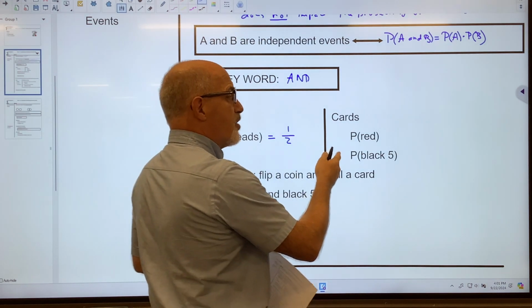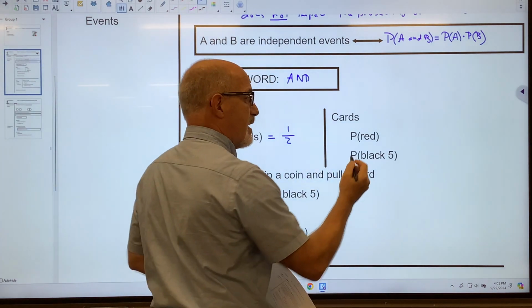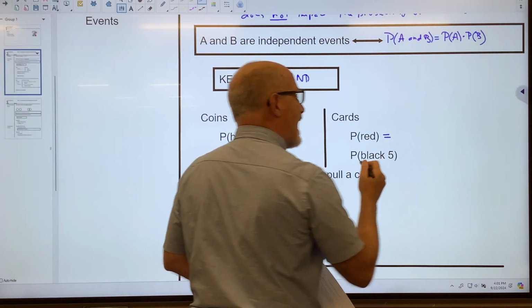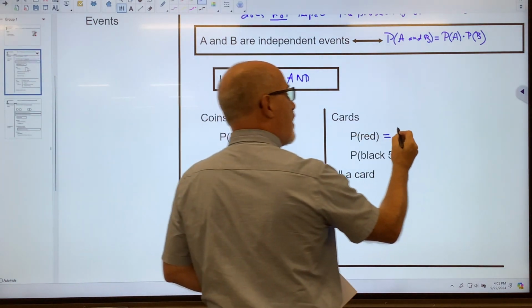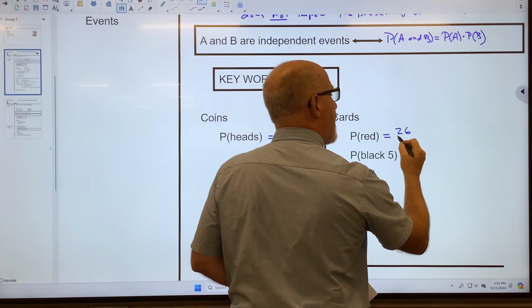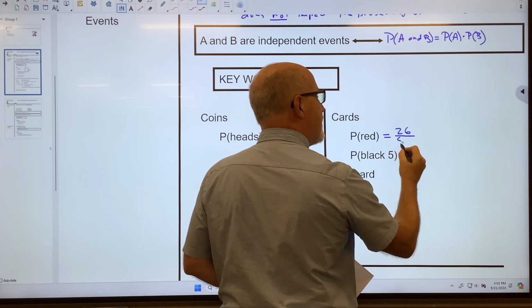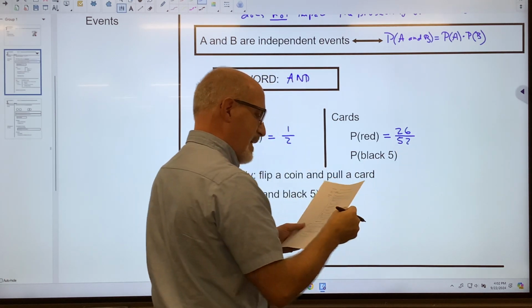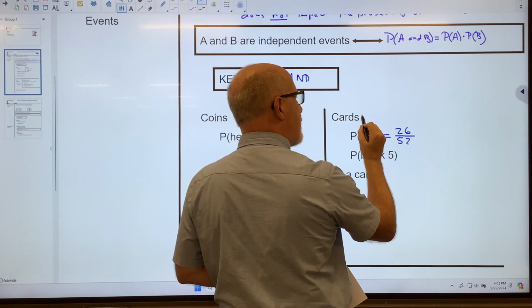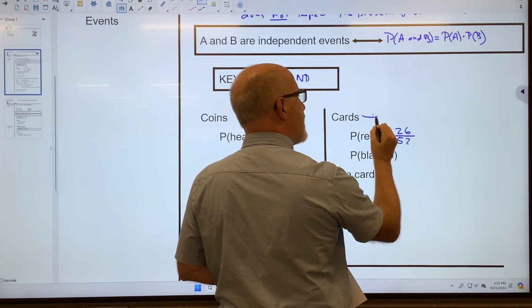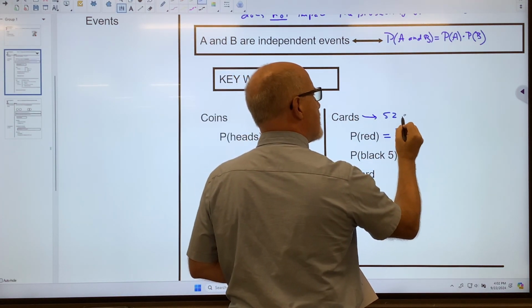Talking about cards, what about the probability of red? Now that's just one event, but how many red cards are there in a deck? Well, if you recall, there's 26 red cards out of 52 cards in a deck. Now what we want to make sure that you recognize, if you don't remember this, for cards, there are 52 cards in a deck.